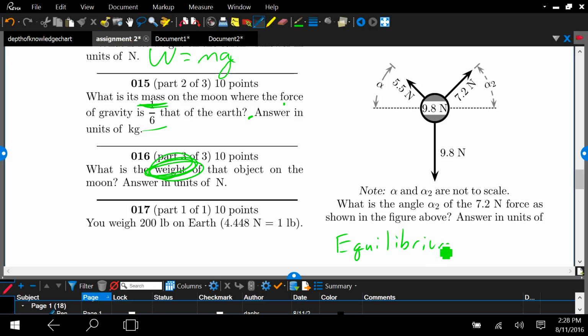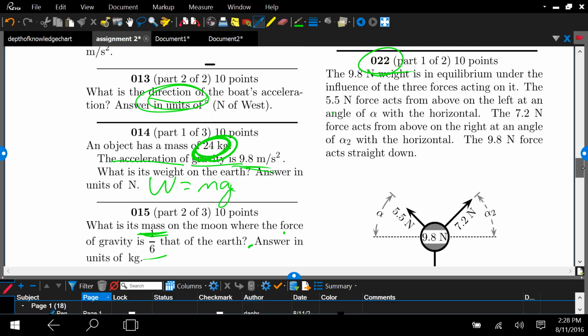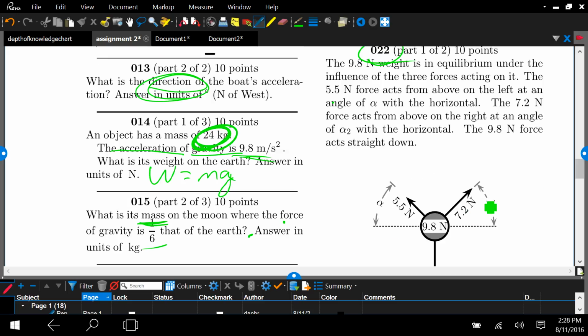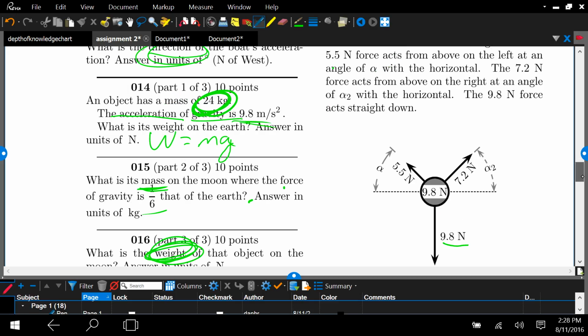Okay, it is an equilibrium. And so it is being pulled down with a force of 9.8 newtons, and these two forces are pulling up and at angles. 5.5 pulls up left, 7.2 pulls up right, and I'm going to break these two forces, 5.5 and 7.2, into triangles.